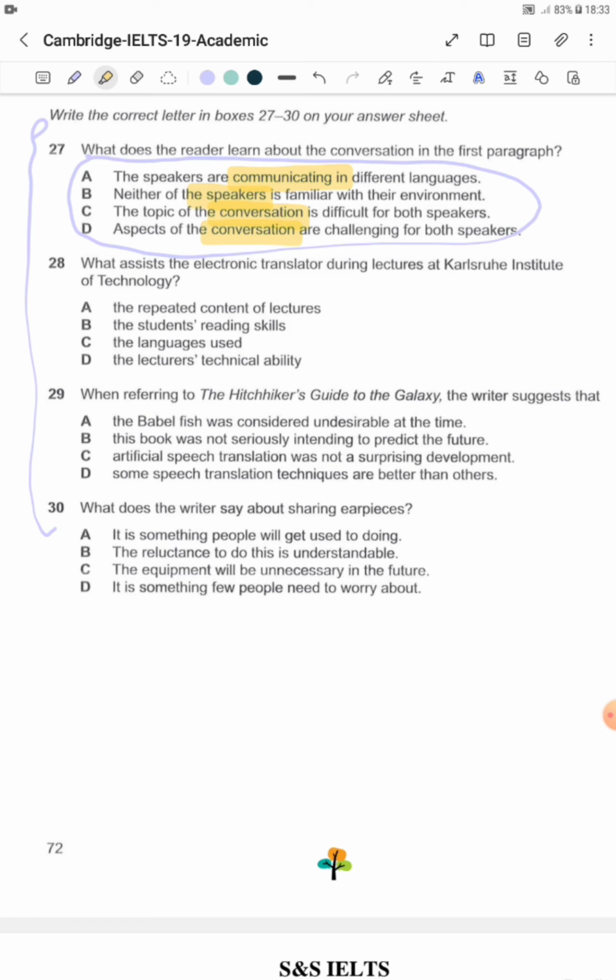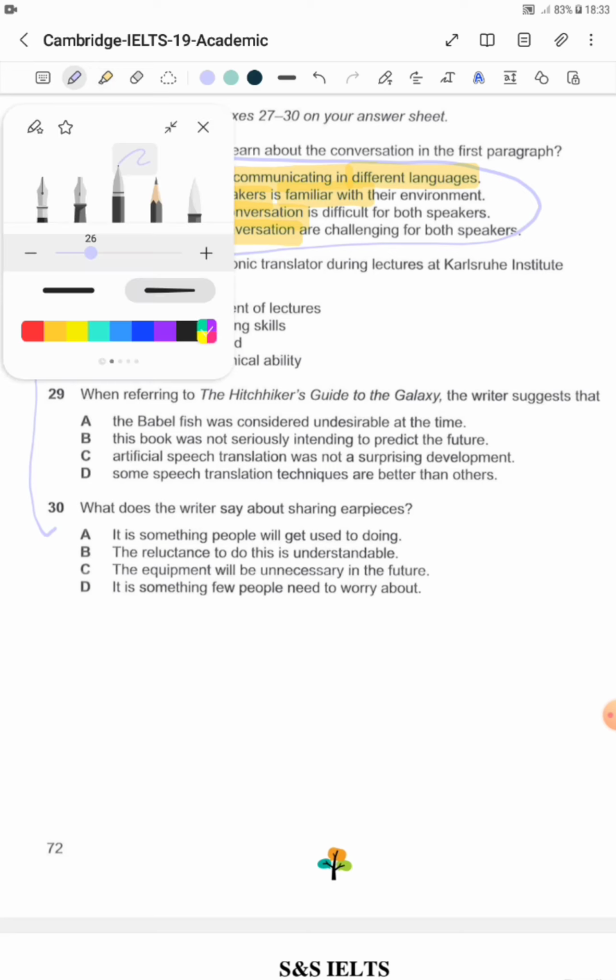Okay? So I want to find differences. I want to find different keywords related to the similarities, such as different languages, familiar. Look. We have neither of the speakers is familiar. So the keyword is not familiar. This is unfamiliar. Okay? Neither is used to make the sentence negative. Okay?